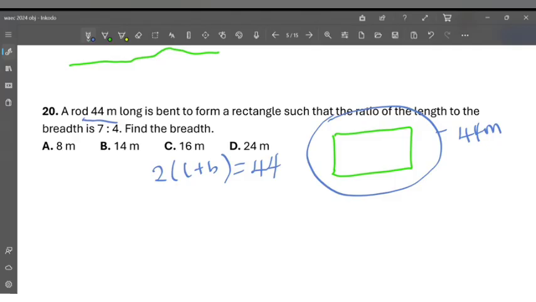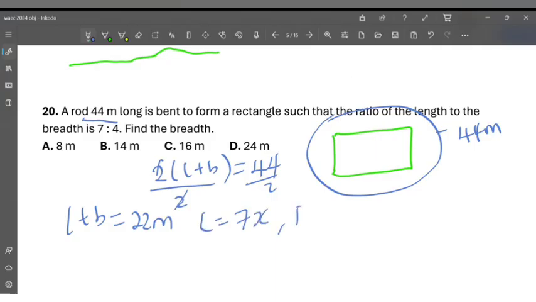If I divide both sides by 2, it means that my length plus breadth will be equal to 44 divided by 2, which is 22 meters. Now the question told me that the ratio of the length to the breadth is 7:4. So that means if the length is 7x, for example, then the breadth will be equal to 4x. That is the ratio.